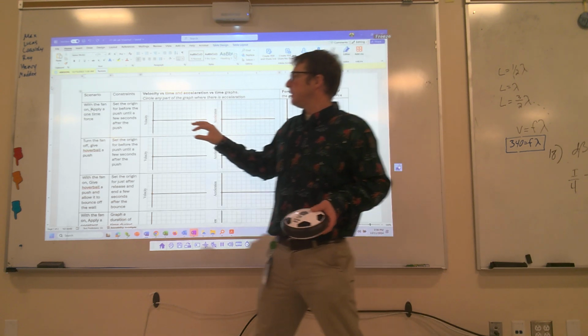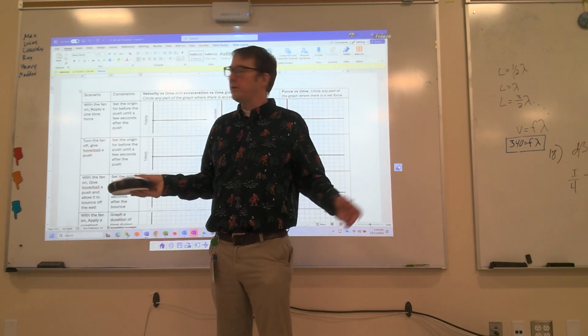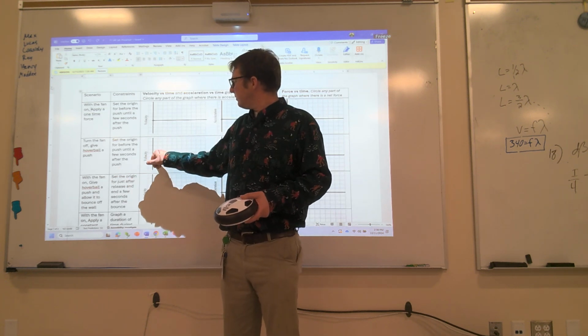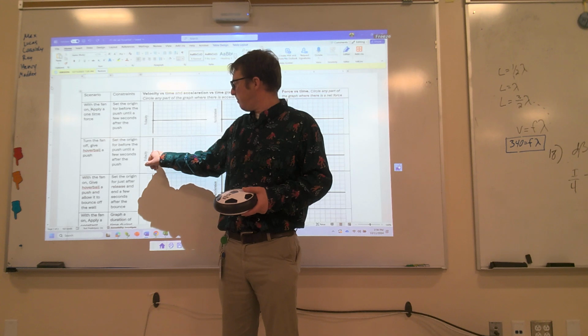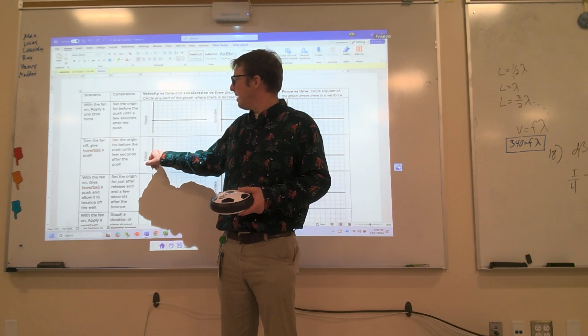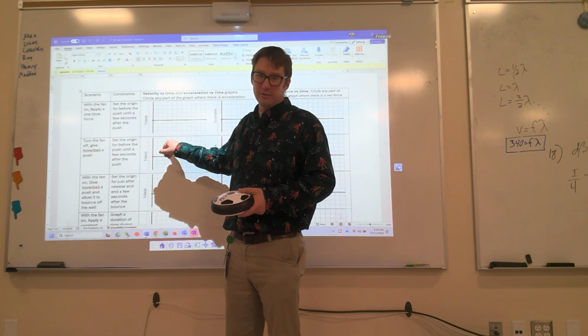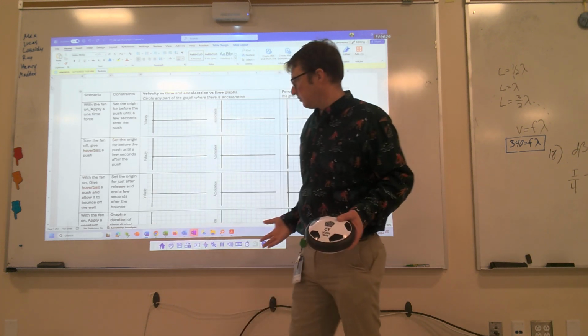The next one is going to be to turn the fan off. So no longer hovering, you will give it a push. Same thing, origin before the push, so probably not moving. Then you'll give it a shove, giving it some velocity, and then you'll graph what happens after the shove.